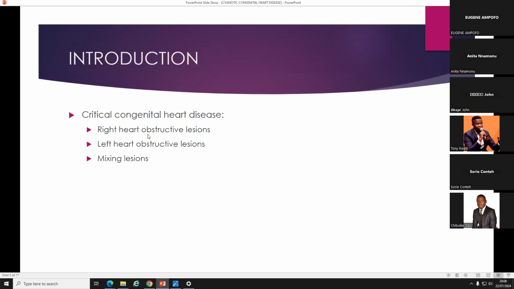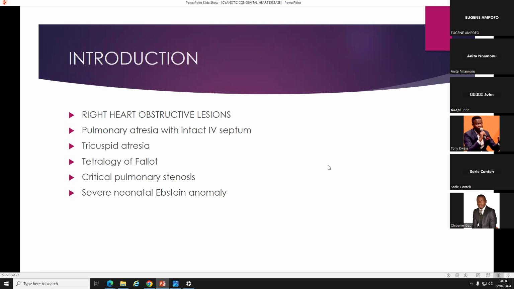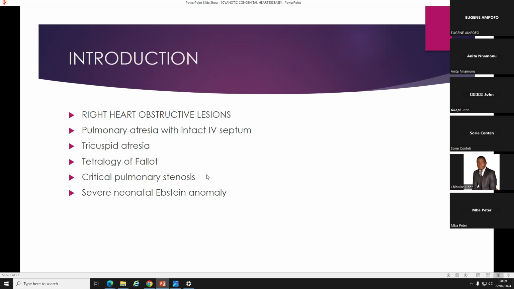So they've been classified as right heart obstructive lesions, left heart obstructive lesions, and mixing lesions. The right heart obstructive lesions, we'll just list them briefly, include pulmonary atresia with an intact interventricular septum, tricuspid atresia, tetralogy of Fallot, critical pulmonary stenosis, and severe neonatal Ebstein anomaly.